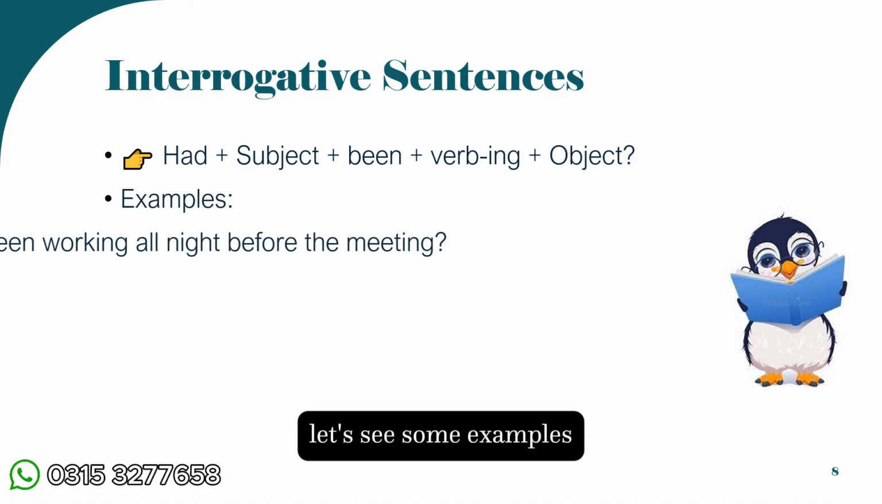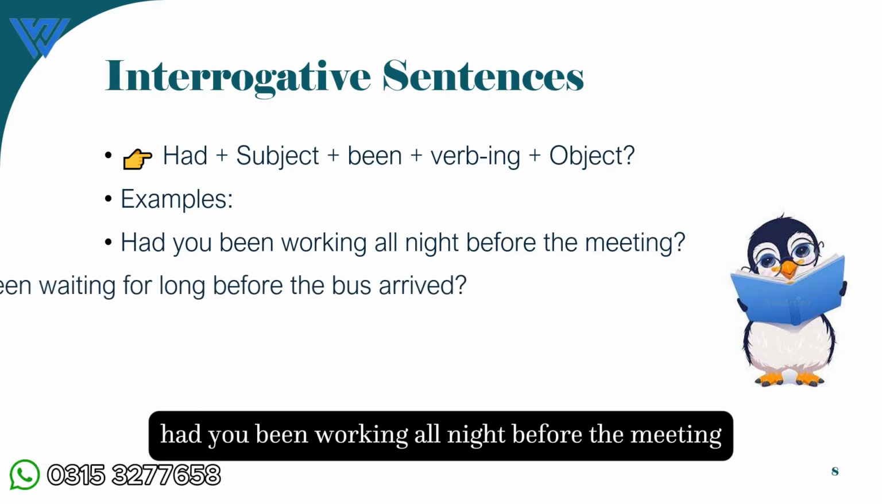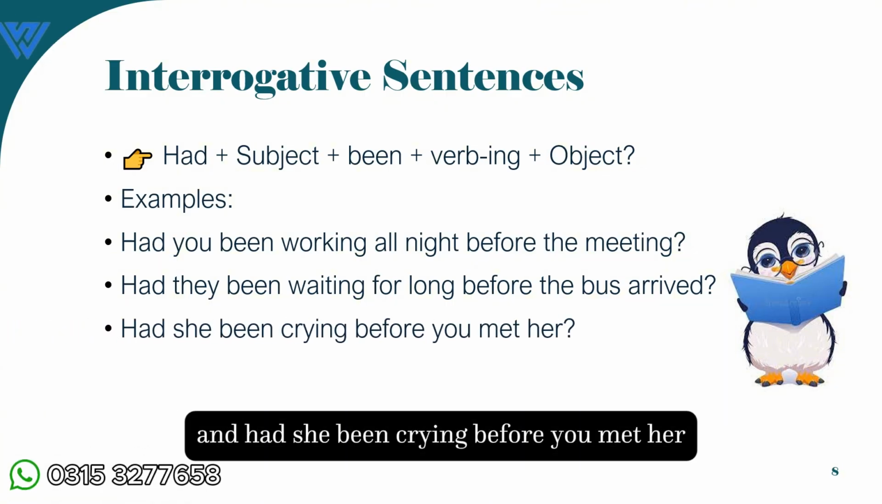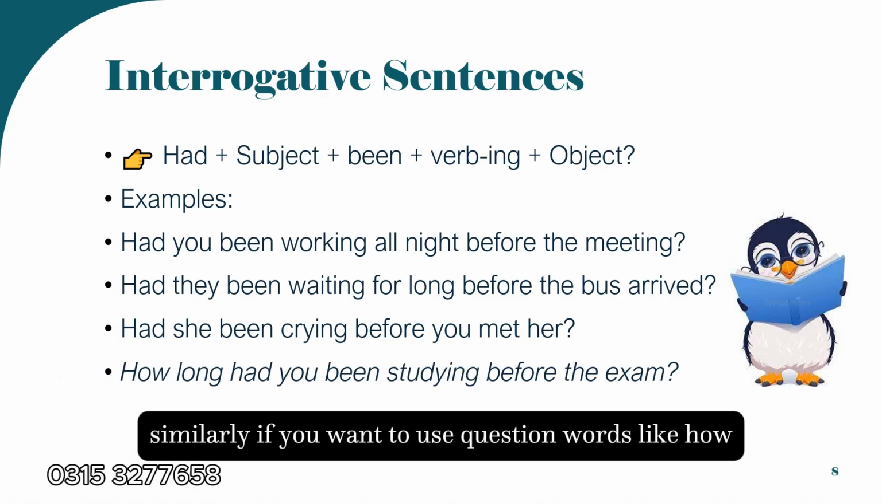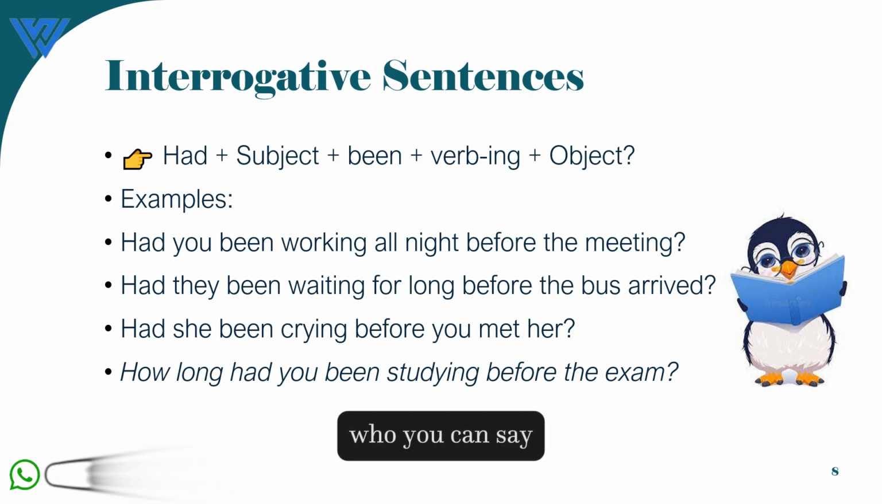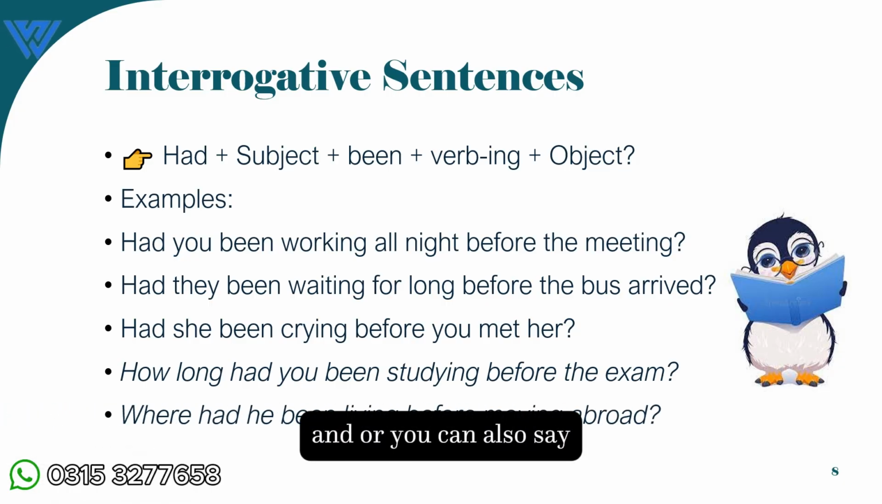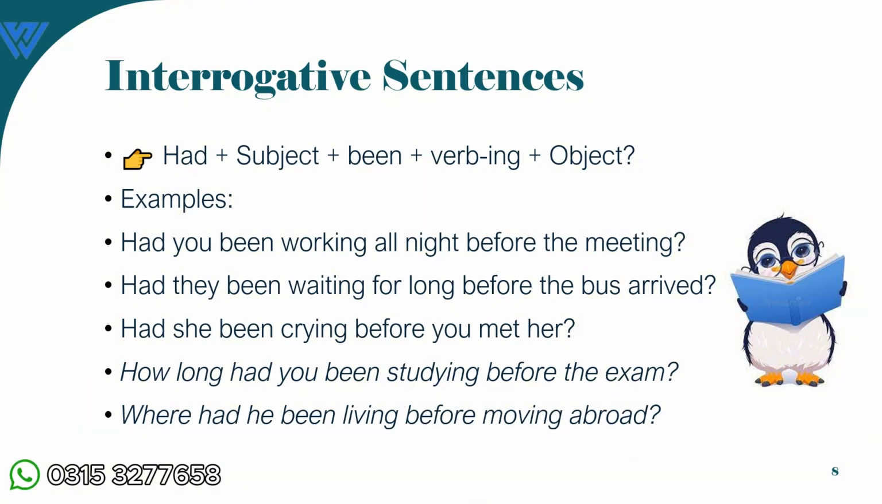Let's see some examples. Had you been working all night before the meeting? Had they been waiting for long before the bus arrived? And had she been crying before you met her? Similarly, if you want to use question words like how, which, where, when, who, you can say how long had you been studying before the exam? Or you can also say where had he been living before moving abroad?